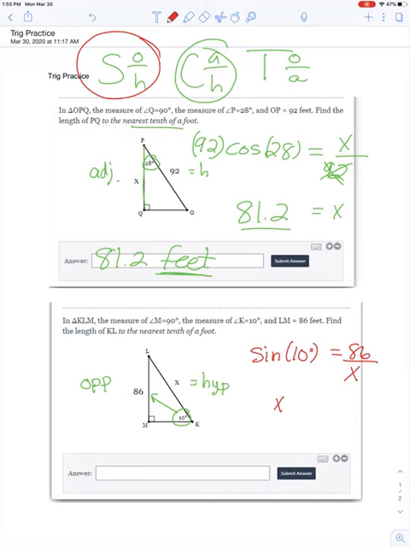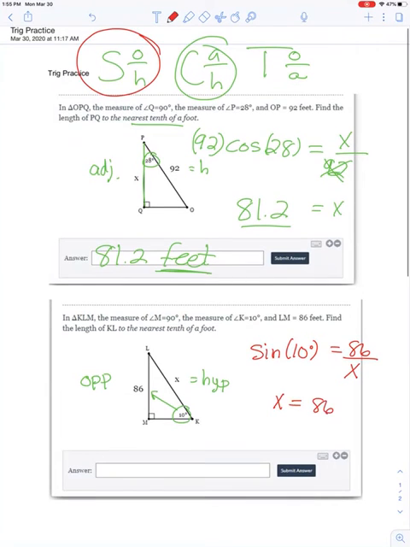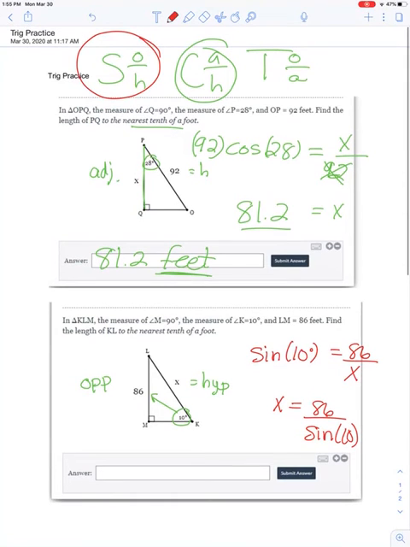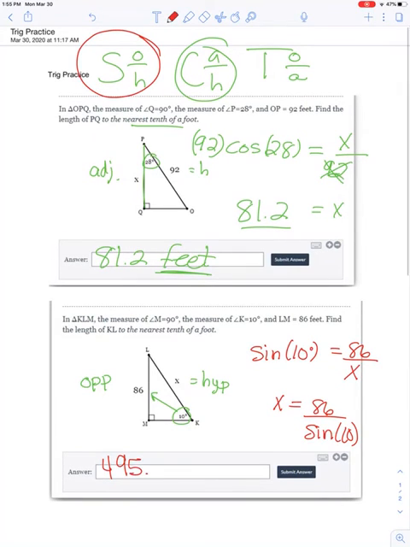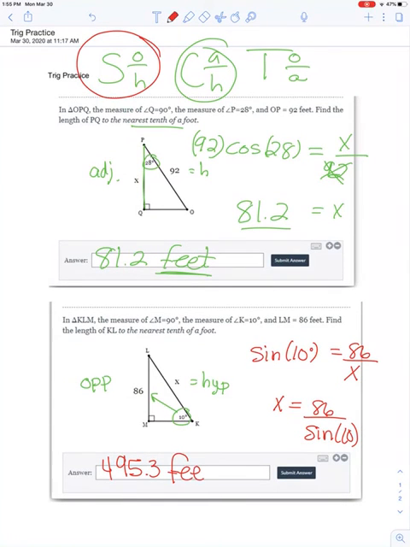Alright, so let's switch this around a little bit. 86 divided by sine of 10 degrees. Let's type that into the calculator. Divided by sine of 10. Enter. So this one, I get my answer to be 495.3 feet.